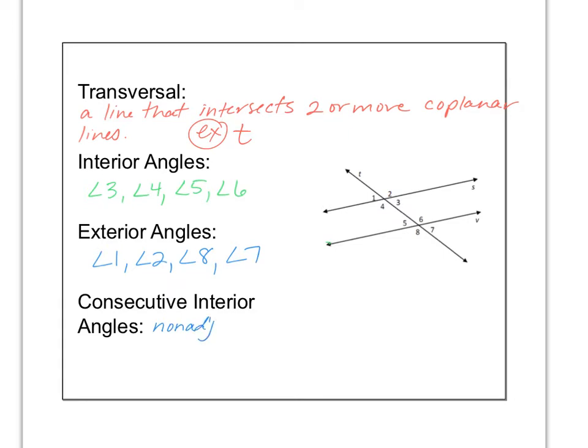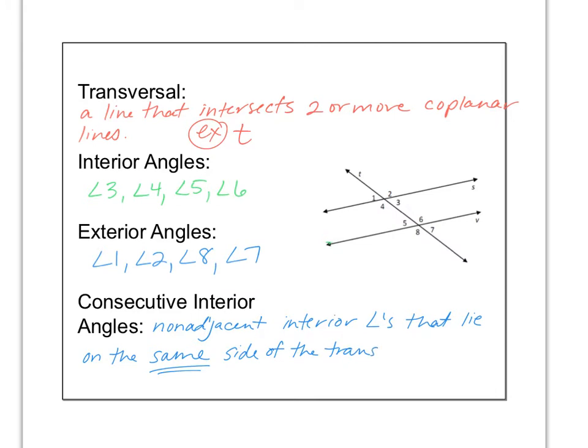Non-adjacent interior angles that lie on the same side of the transversal. Non-adjacent interior angles that lie on the same side of the transversal.